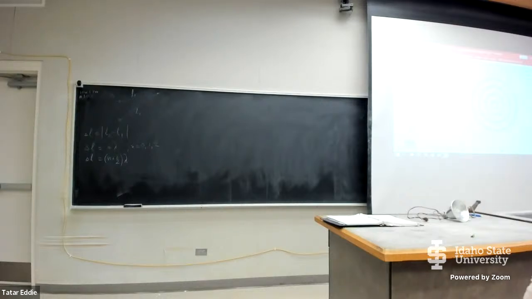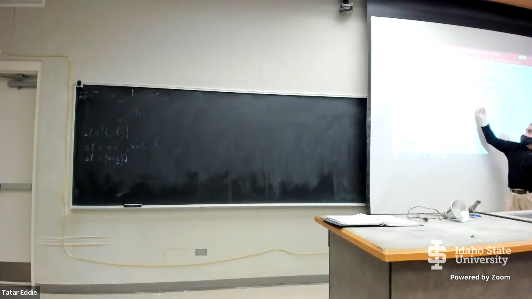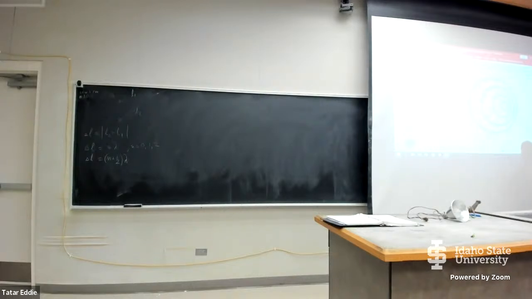Now, look what happens if the source is in motion. If the source is in motion and the observer is located here, he's going to detect, he's going to hear a shorter wavelength, higher frequency, increased pitch. If he's located here so that the source is moving away from him, he's going to detect a longer wavelength, lower frequency, lower pitch. Typical example of Doppler effect.